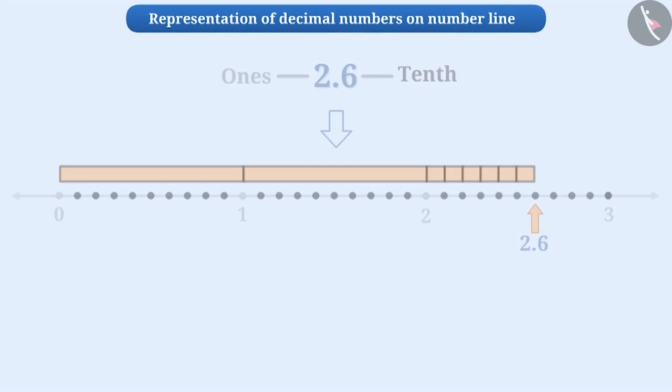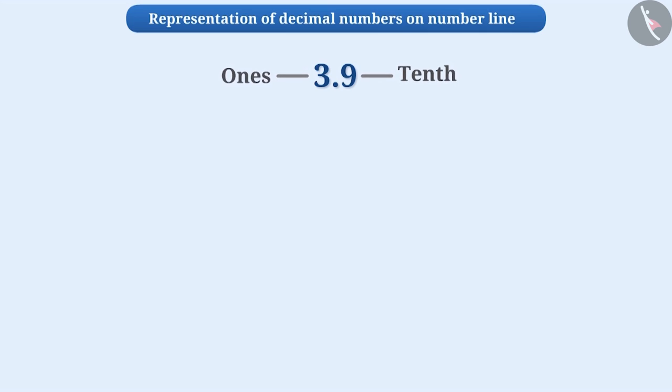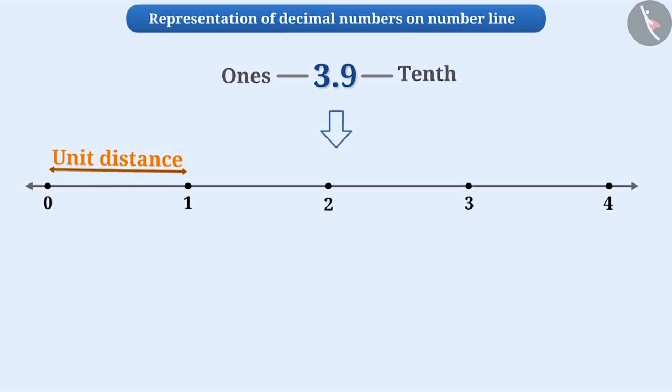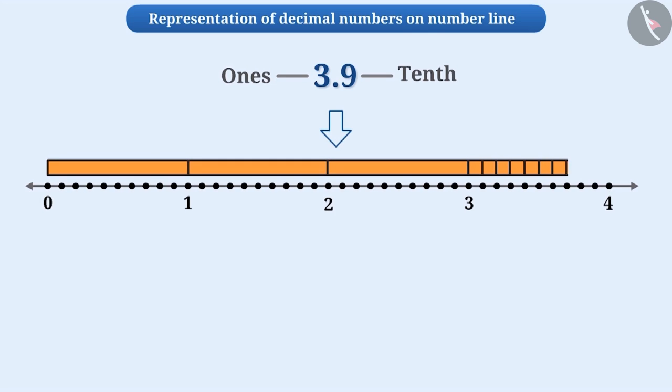Similarly, to represent 3.9 on the number line, we will divide the unit distance into 10 equal parts and count 9 parts after 3. By doing this, we will get the place of 3.9.